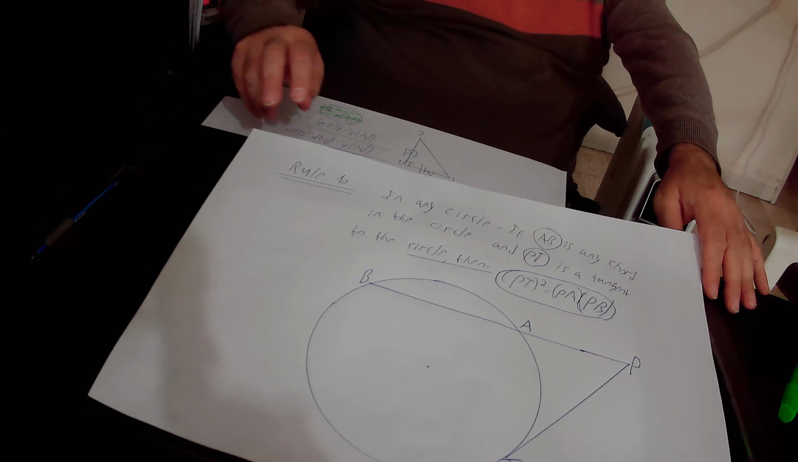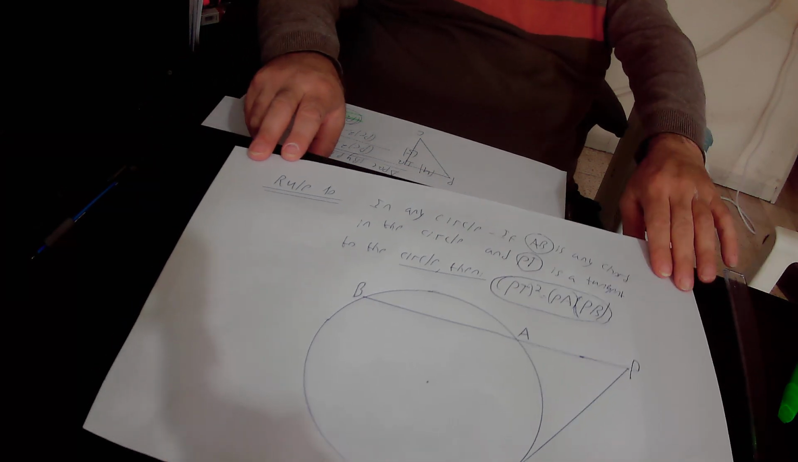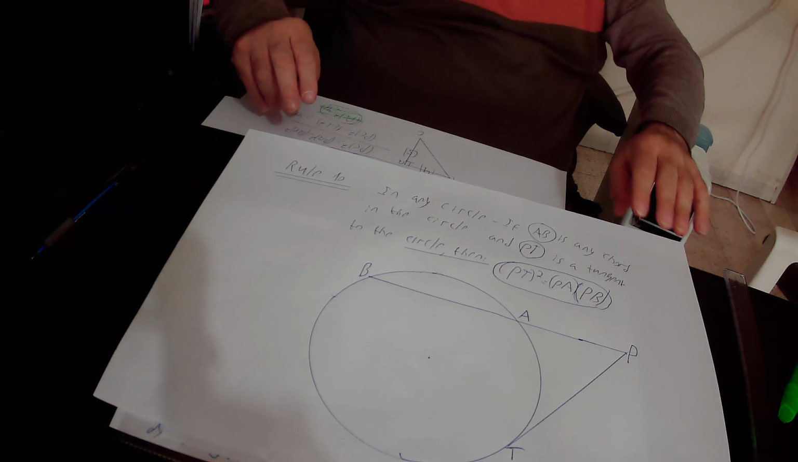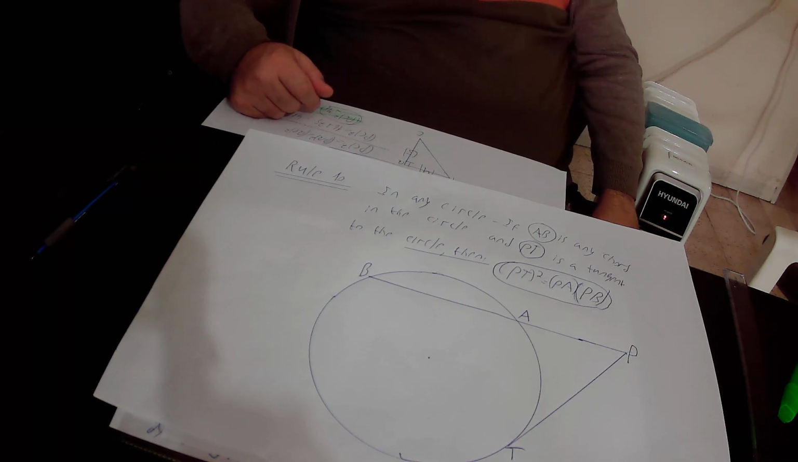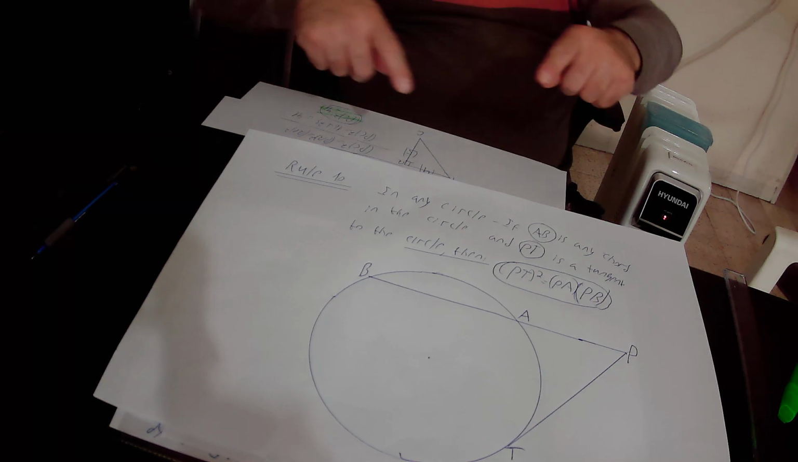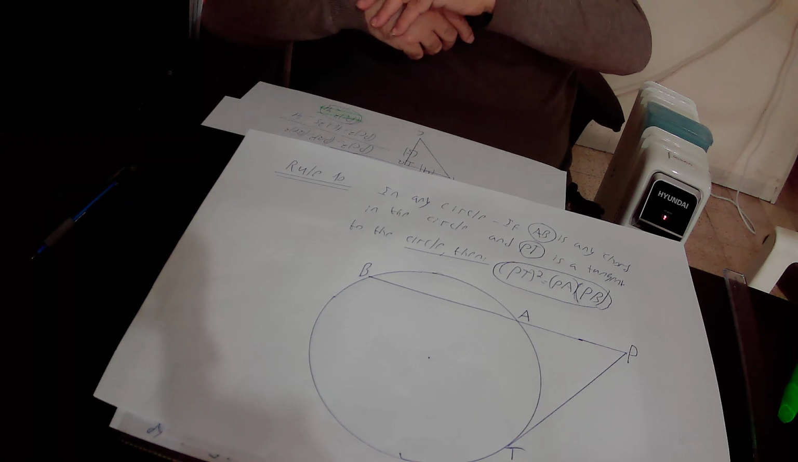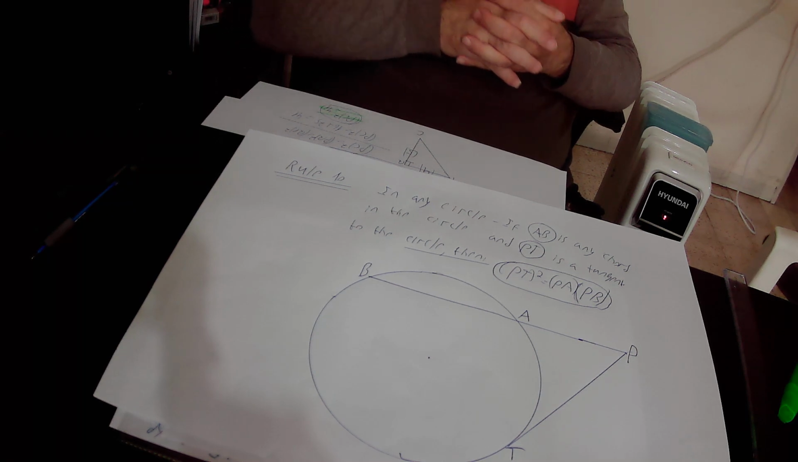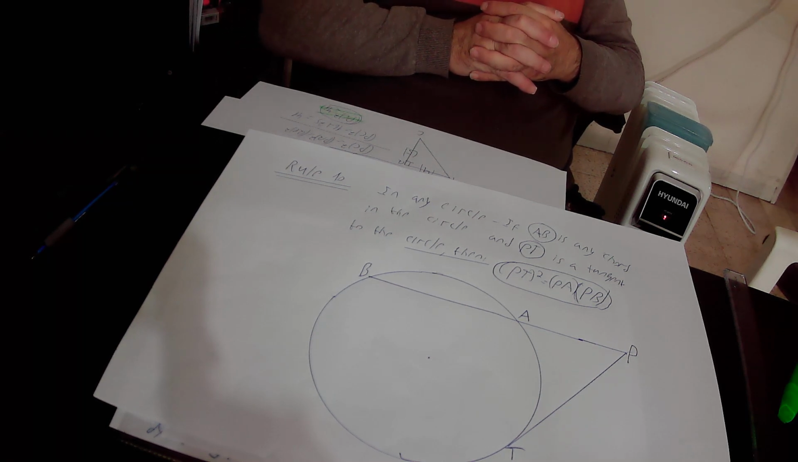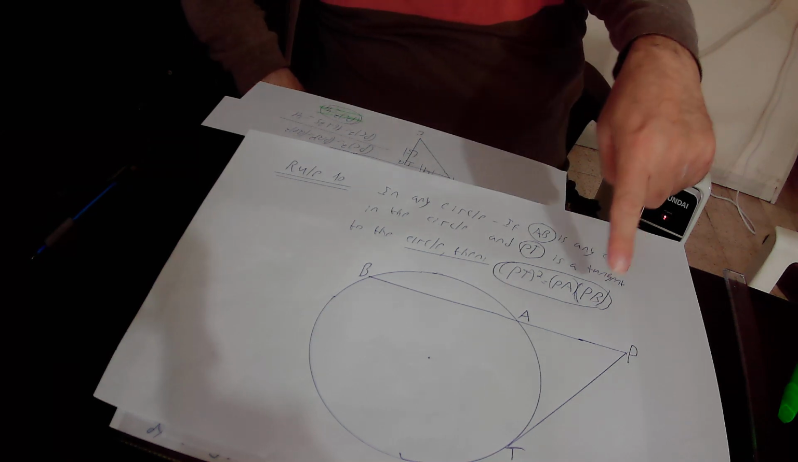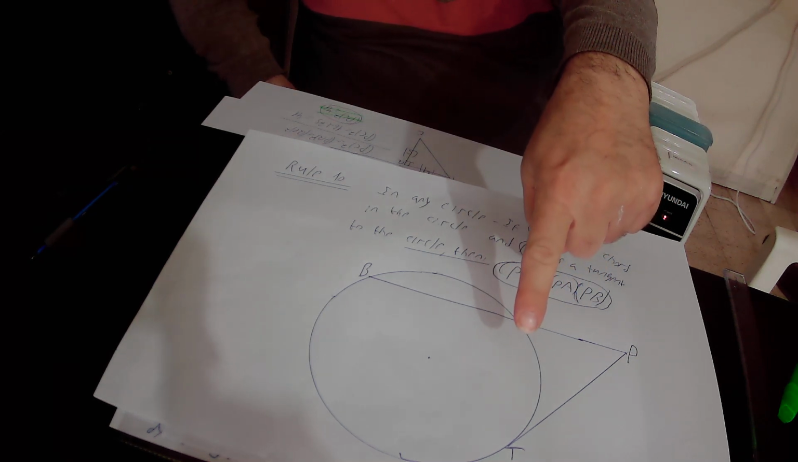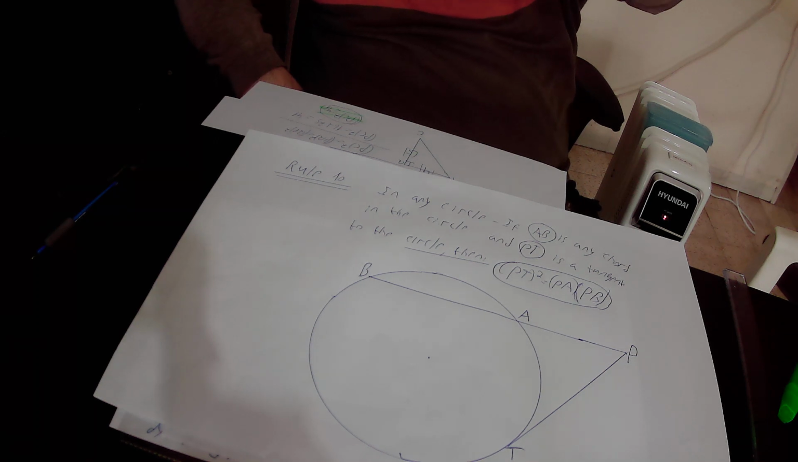According to the new rule, that is actually rule number 10, in any circle, if AB is a chord in the circle, and PT is a tangent to the circle, you can see here that PT is tangent to this circle at point T. Point T is the point of tangency.